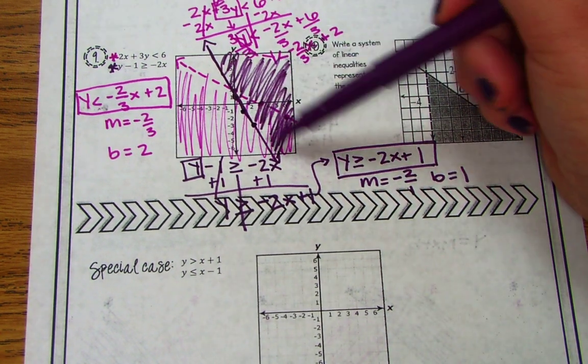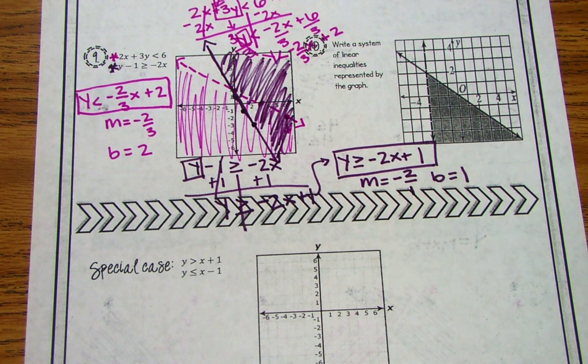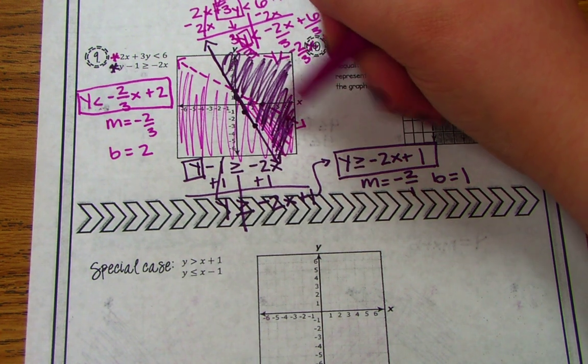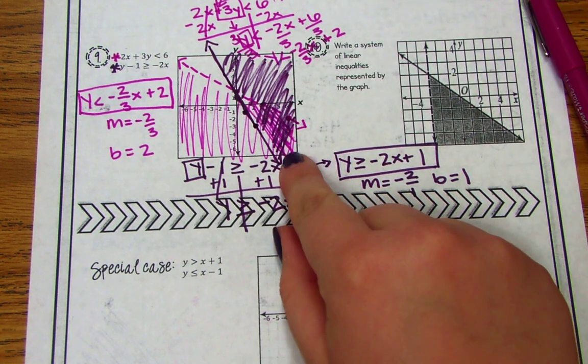Okay. So where they cross is right here in the middle. My pink looks kind of faded, but it's there. So it's shaded right there in the middle.